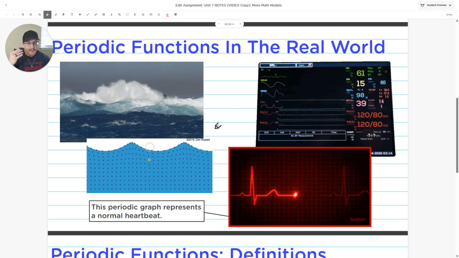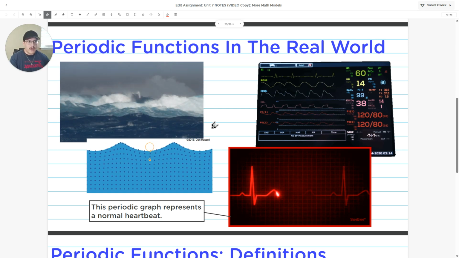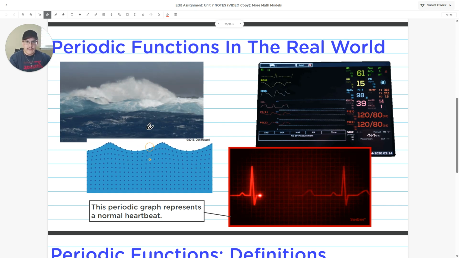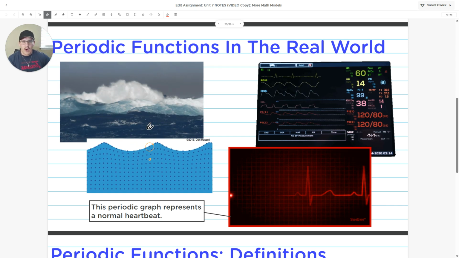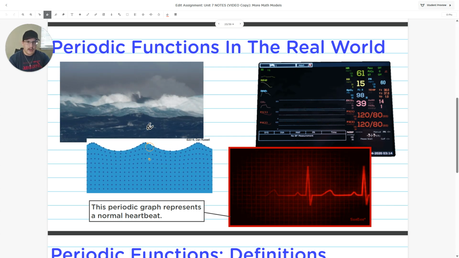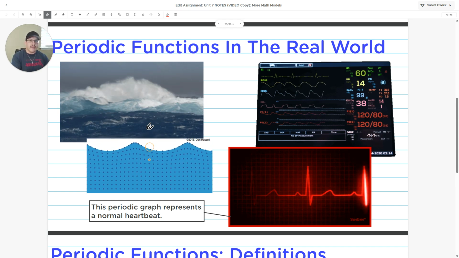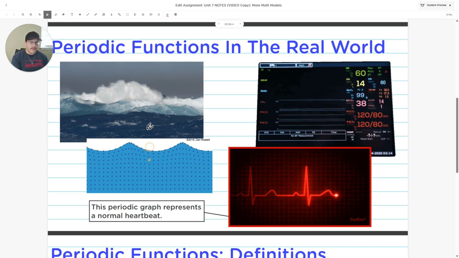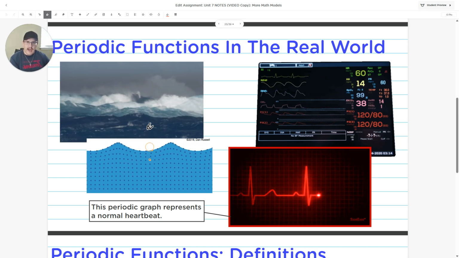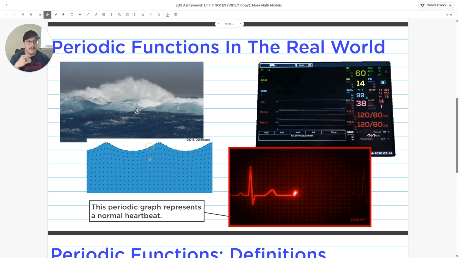Now, periodic functions appear in many different areas of the world. One of the ways you can see a periodic function is through a wave. If you go out to the ocean or go to a body of water and you observe a wave in the water, you will notice that wave tends to repeat itself. That is a periodic function. If you were to take the measurement of the heights of the waves after a certain amount of time, you will notice that those waves' heights will repeat itself.